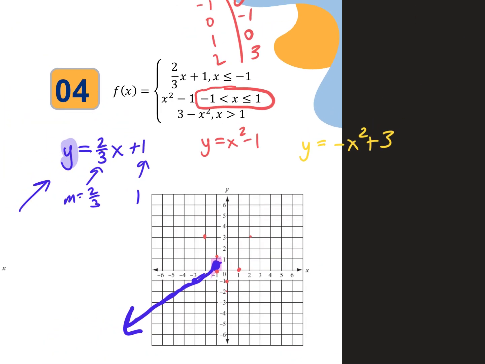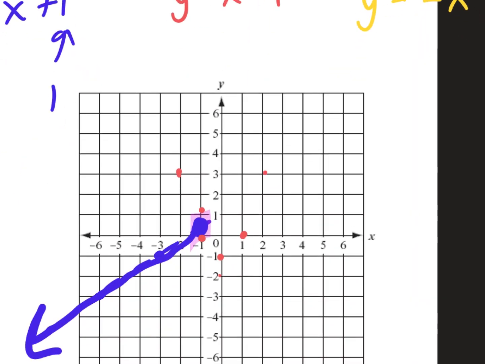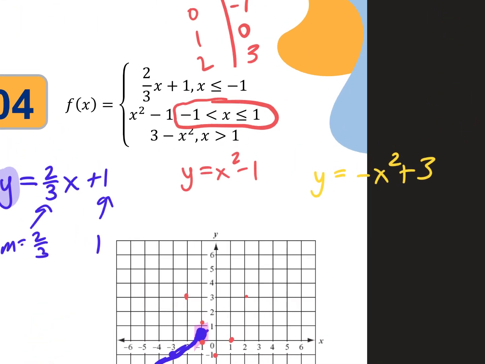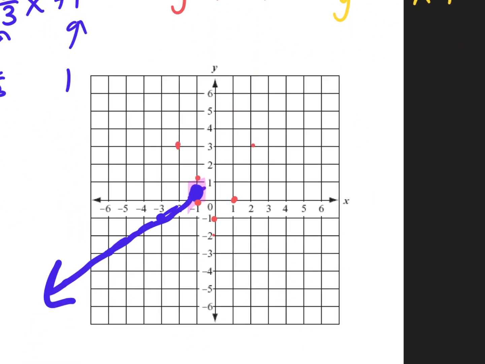So where's the boundary line? Now I have 2 that I'm looking in between. What are the 2 that I'm looking at? Between where? Negative 1 and positive 1. So I only want the stuff that's between negative 1 and positive 1. I only want the stuff from here to here.